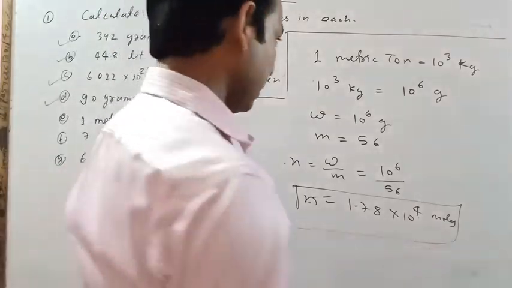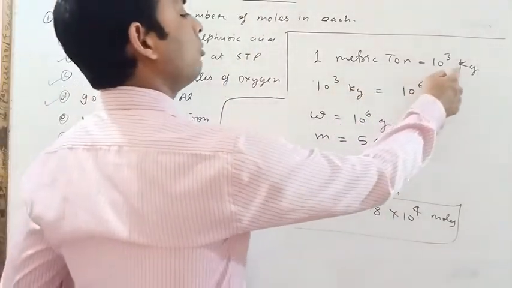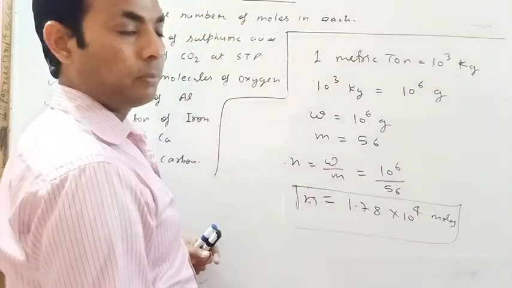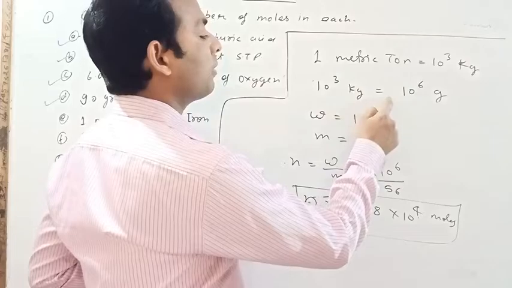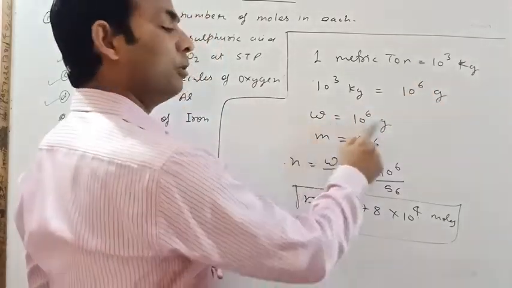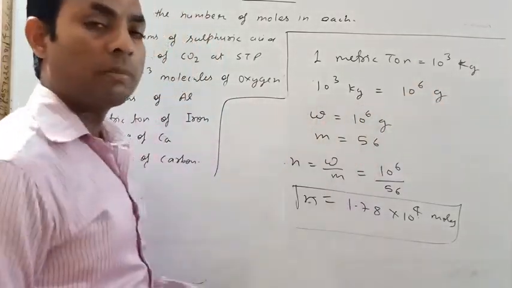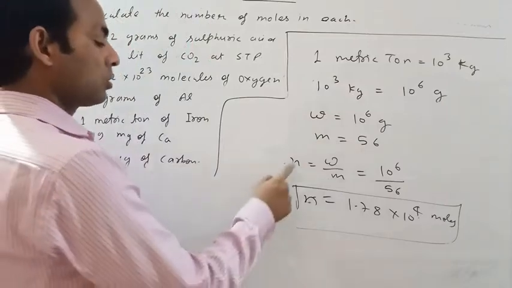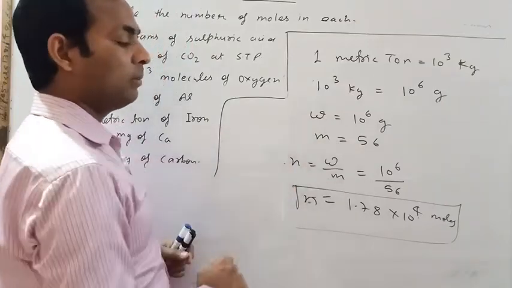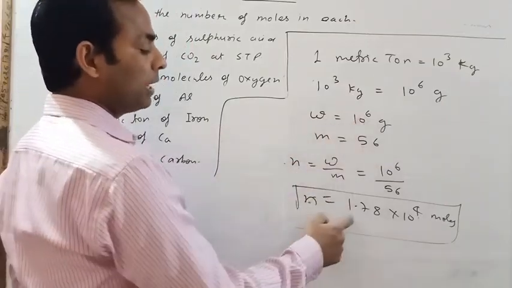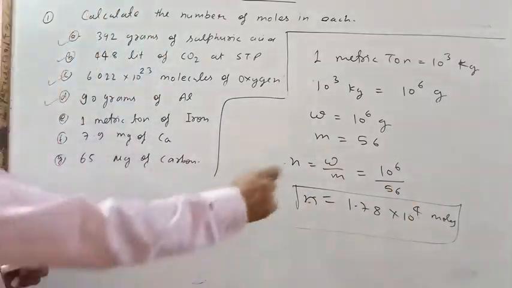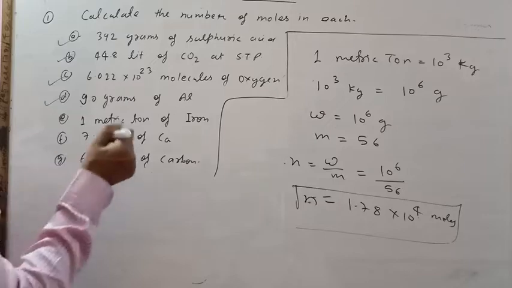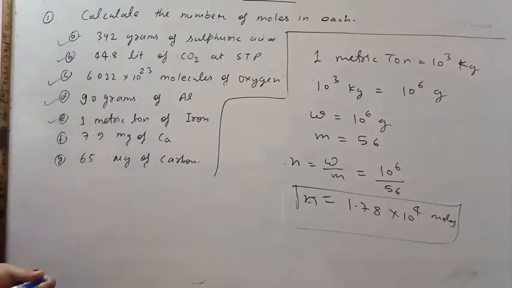Clear students? Again listen. 1 metric ton equals 10 to power 3 kilogram, but we should take it in gram. So 10 to power 3 kilogram equals 10 to power 6 gram. So W equals given. M is the molar mass of iron, 56. So you know the formula n equals W by M. After putting the value, we get 1.78 into 10 to power 4 moles of iron. So this is your answer. So question number 5 is also completed.